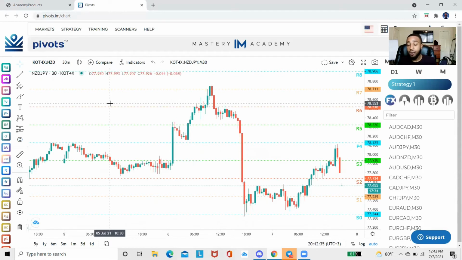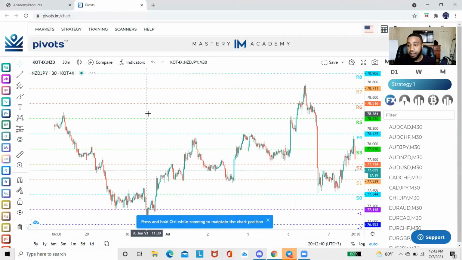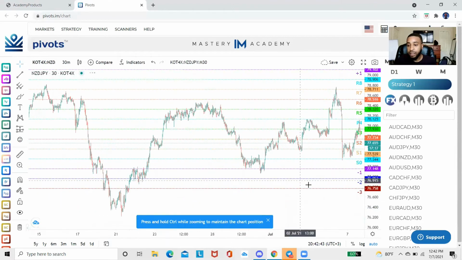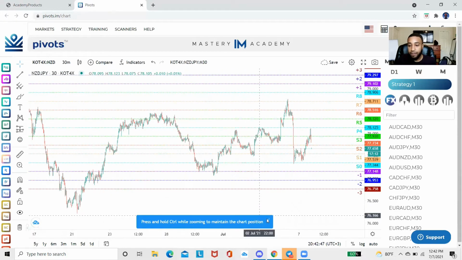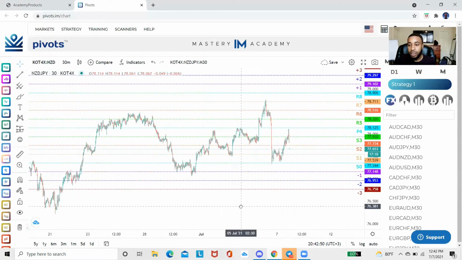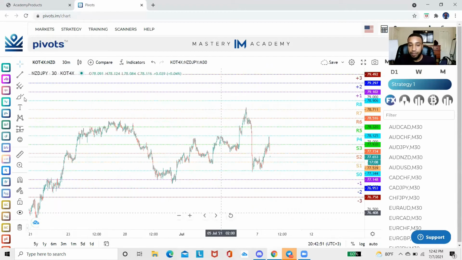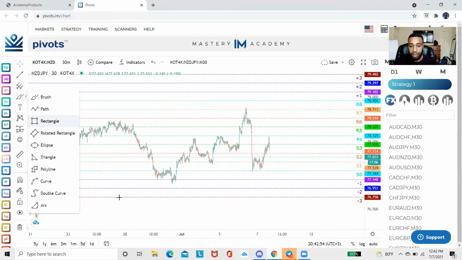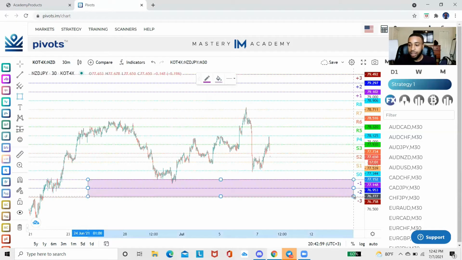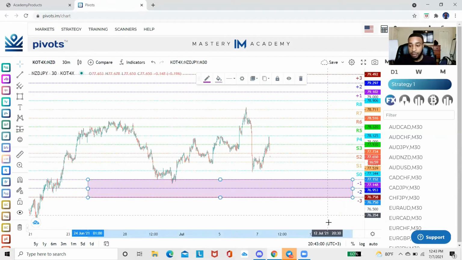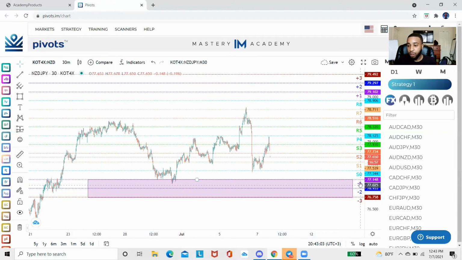Whenever you're looking at this chart, the thing you really want to focus on is all of these different pivot levels. It doesn't matter what currency pair we're on right now for this example, and it doesn't matter what time frame. We just want to start understanding and noticing the pivot levels. Notice the pivot levels within this box I'm drawing: the -1, -2, and -3. The -1 is purple, the -2 is blue, the -3 is red.